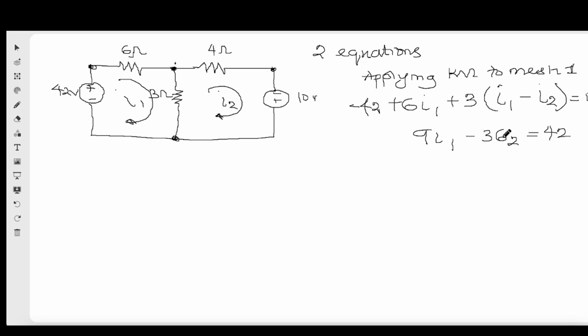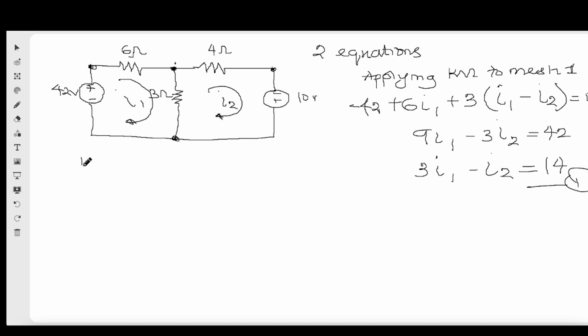And of course, I can divide this by 3 to give 3I1 minus I2 equals 14. So that's equation 1.